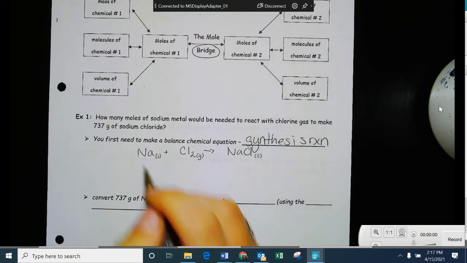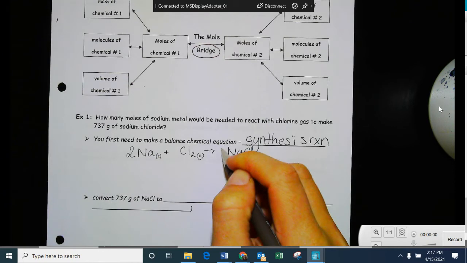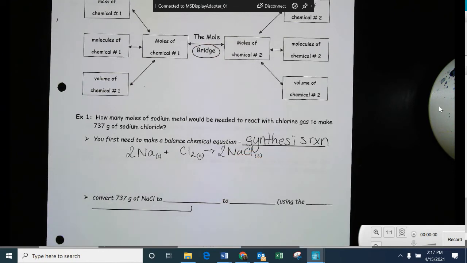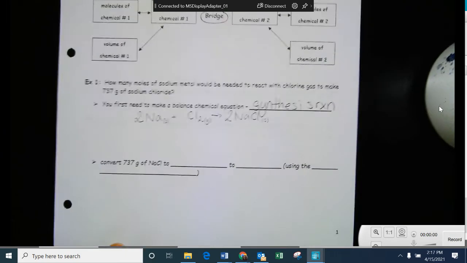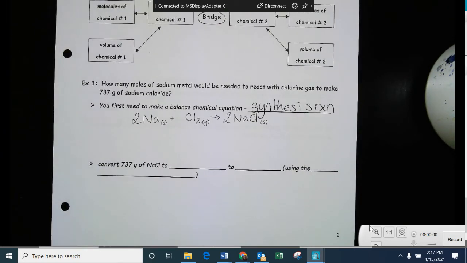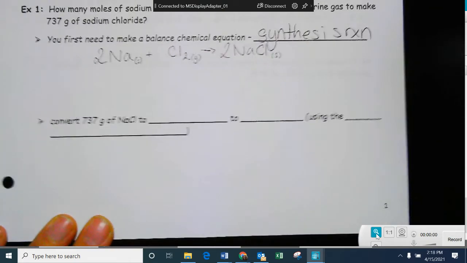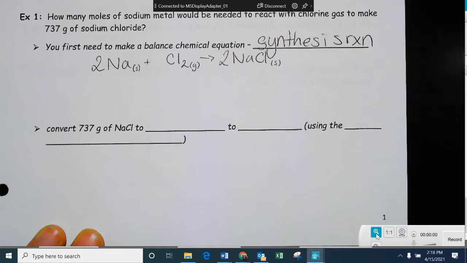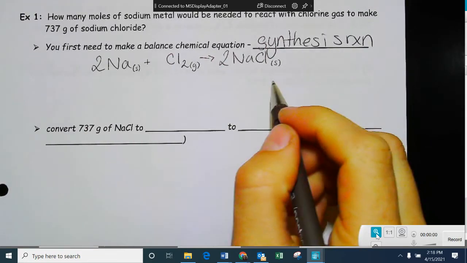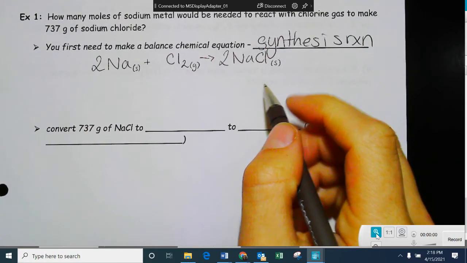And then if we balance this, we've got 2 and 2. Okay, so step 1, balance it out. Then we're going to convert the grams of sodium chloride. I'll zoom in on this a little bit. Or actually, I'm going to just write down what we want and what we need here.